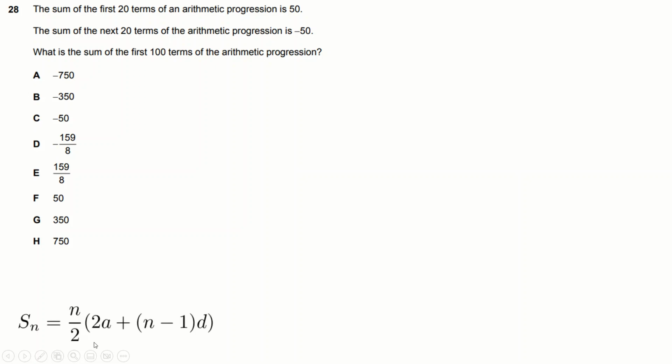So, okay, first we're going to need this formula, aren't we? Sum of the first 20, so n is just 20. So 20 over 2 is 10. 20 minus 1 is 19. And that's apparently equal to 50. So, okay, we've got this thing here. Let's divide both sides by 10, and we get this equation in A and D. Good. So this next bit, the sum of the next 20.